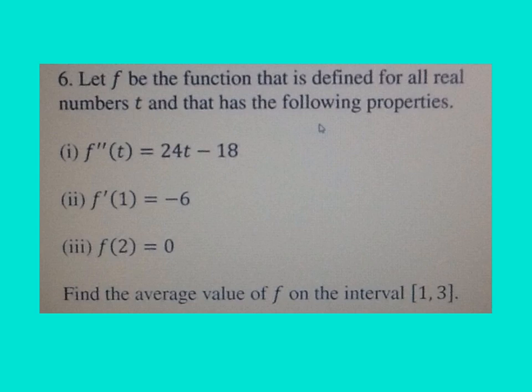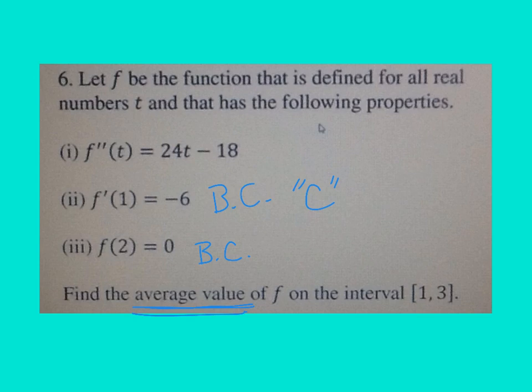As always, I'm just going to make a few notes on this first page about what we're given. So we have our function f of t, we have the second derivative, we have some boundary conditions for the first derivative, so that's going to actually help us figure out what c is when we take the antiderivative. And again, with part 3 here, we have some more boundary conditions. Ultimately, though, we want to find the average value of f.